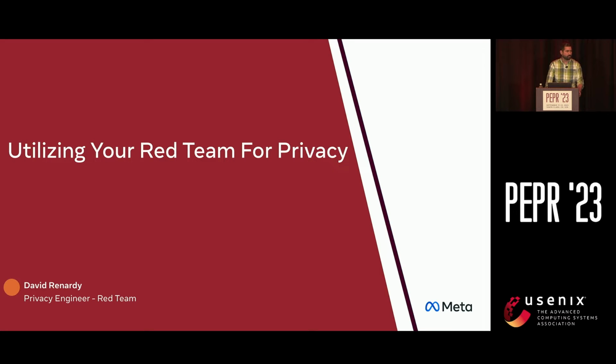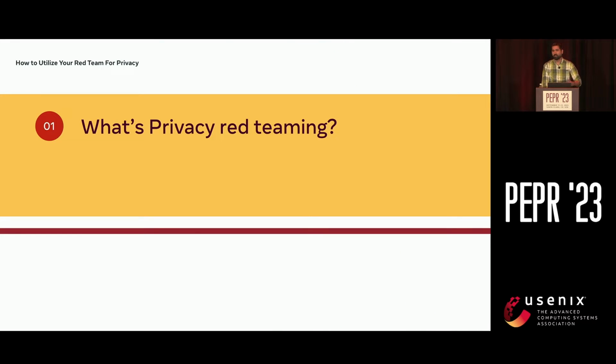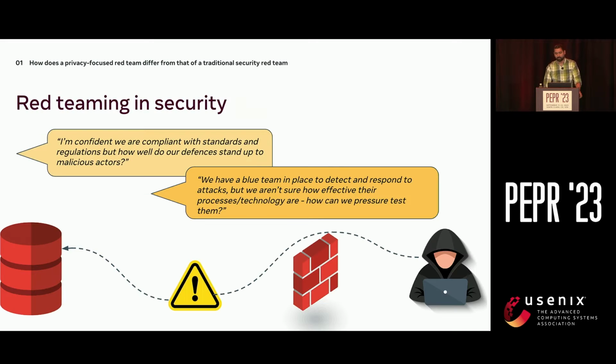Probably in the intro mentioning I'm on the privacy red team. Those are maybe like 3 words that you haven't seen in that particular order before. So just some level setting. What do I mean when I say privacy red teaming? Maybe before that we have to go back a little bit further and discuss what red teaming is, or at least what my view of red teaming is.